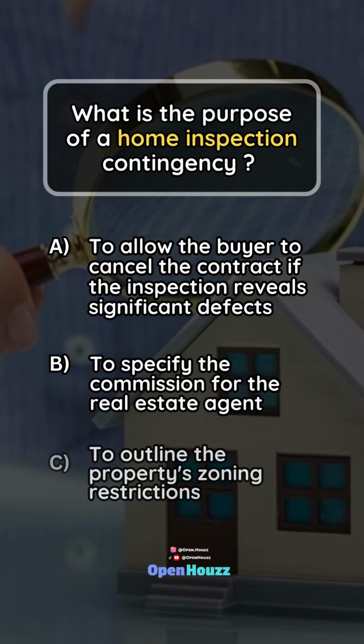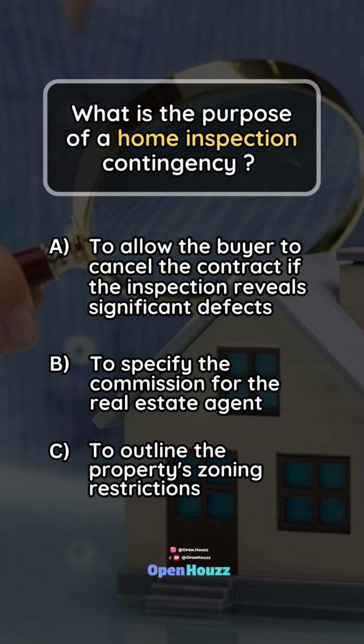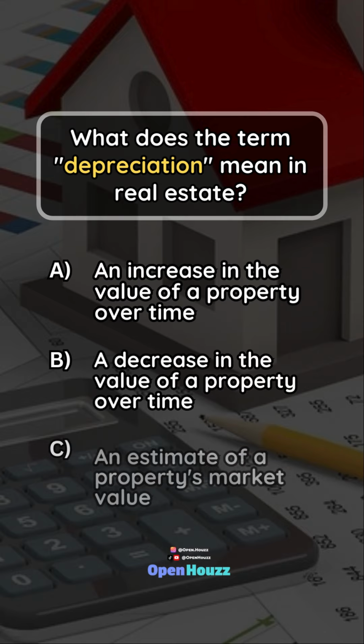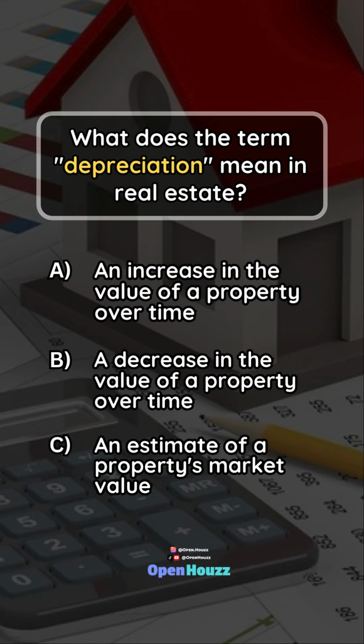What is the purpose of a home inspection contingency? To allow the buyer to cancel the contract if the inspection reveals significant defects. What does the term depreciation mean in real estate? A decrease in the value of a property over time.